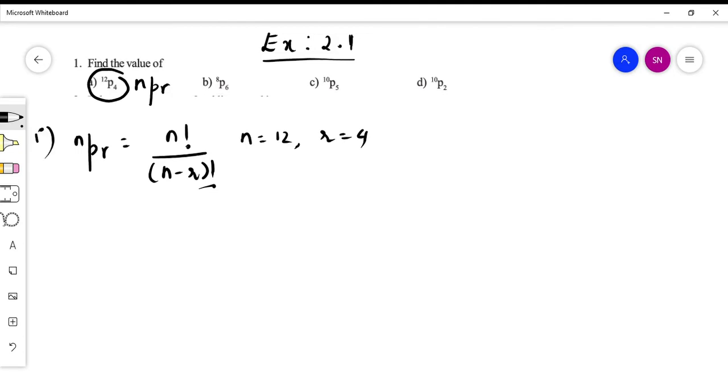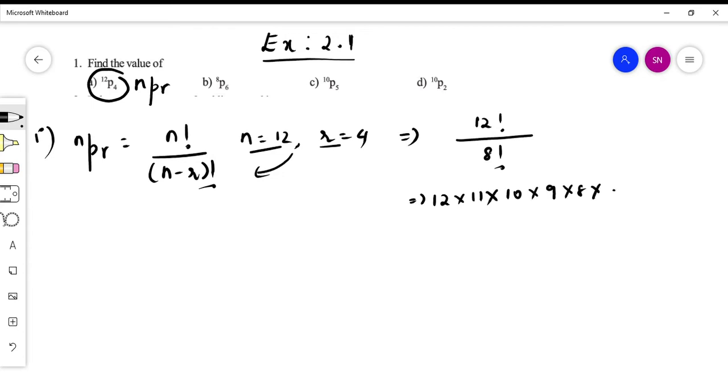Okay, so this n and r, if I substitute back in this equation, what will I get? n factorial is nothing but 12 factorial, divided by 12 minus 4, which is nothing but 8 factorial. So this can be written as 12 into 11 into 10 into 9 into 8 into dot dot dot up to 1 factorial, whole divided by again 8 into 7 into dot dot dot into 1 factorial. Okay, I hope you have understood why I have written 12 factorial equal to 12, 11, 10, and so forth up to 1 factorial.